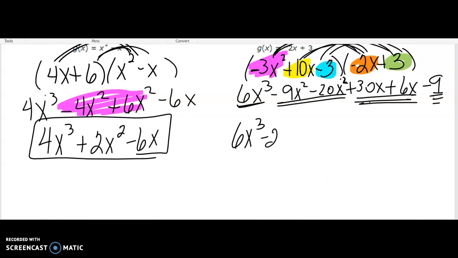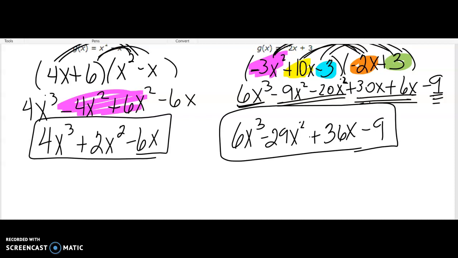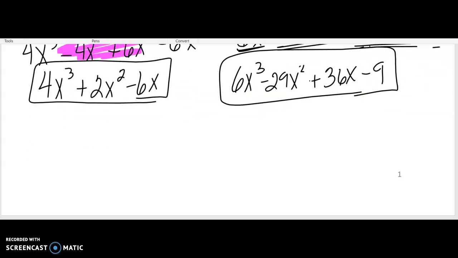Negative 29x to the second. 30 plus 6 is 36x minus 9. That's it. That's how you multiply.